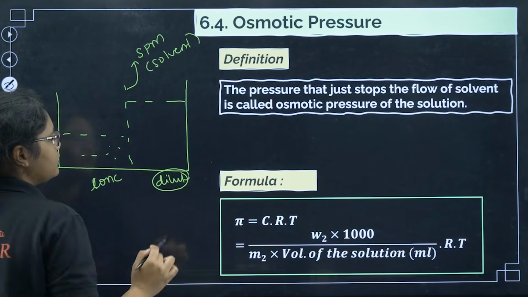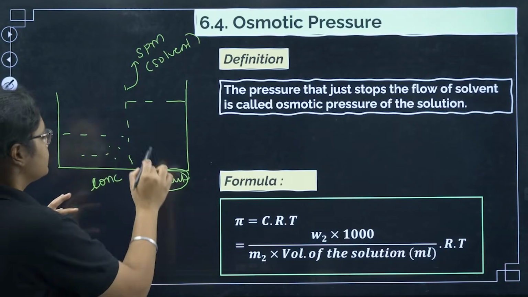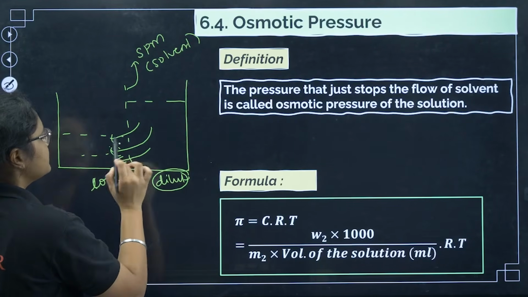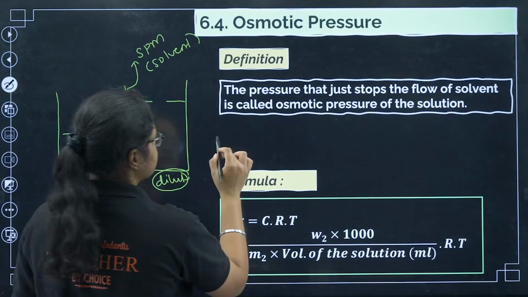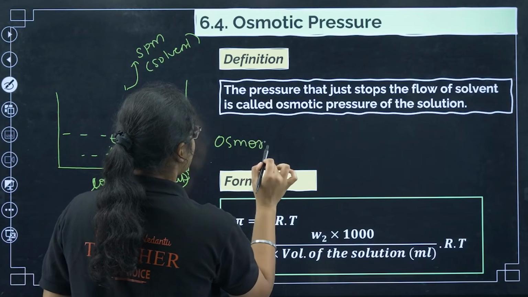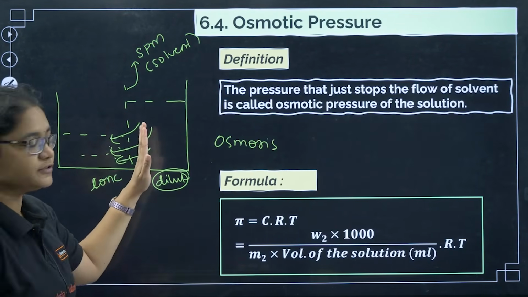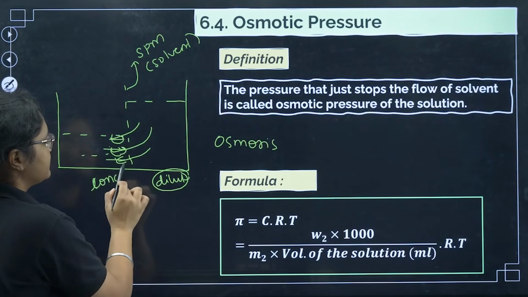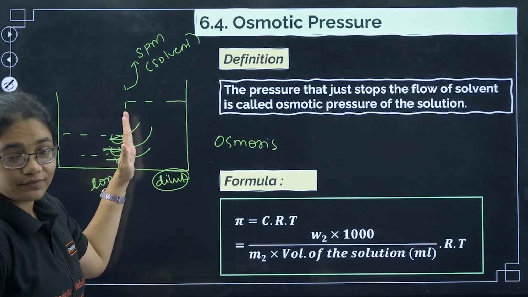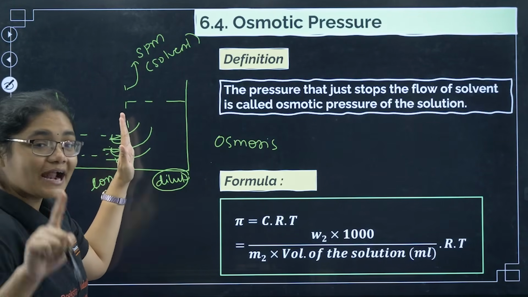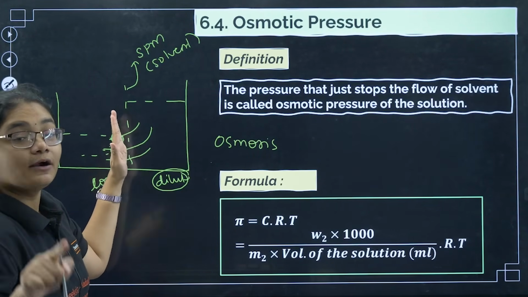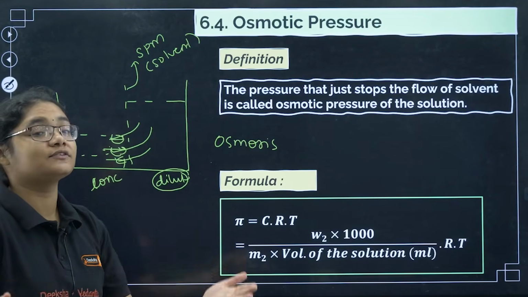Here it is dilute, meaning more solvent particles are there, so they will flow to this side. This process is called osmosis. Now, if you want to stop this osmosis, what will you do? You will apply some pressure on this side to stop the osmosis. That pressure which is exactly required to stop osmosis is called osmotic pressure.